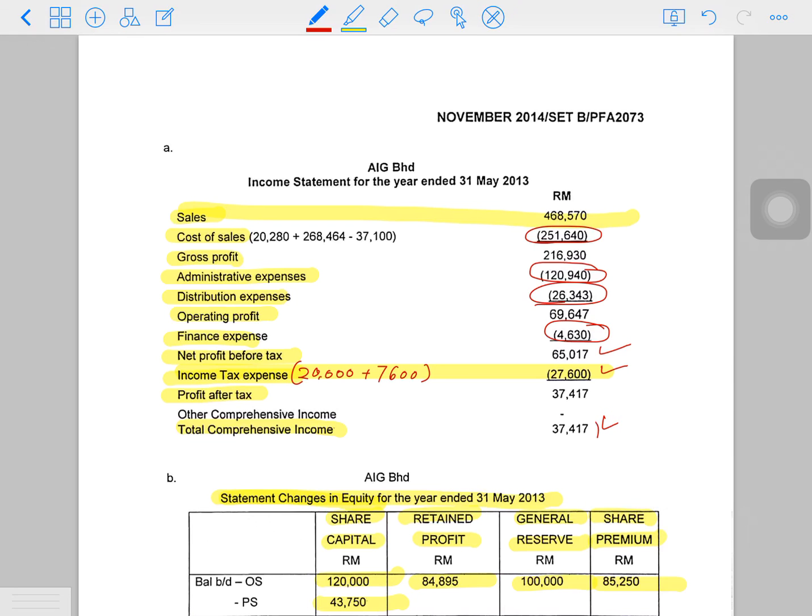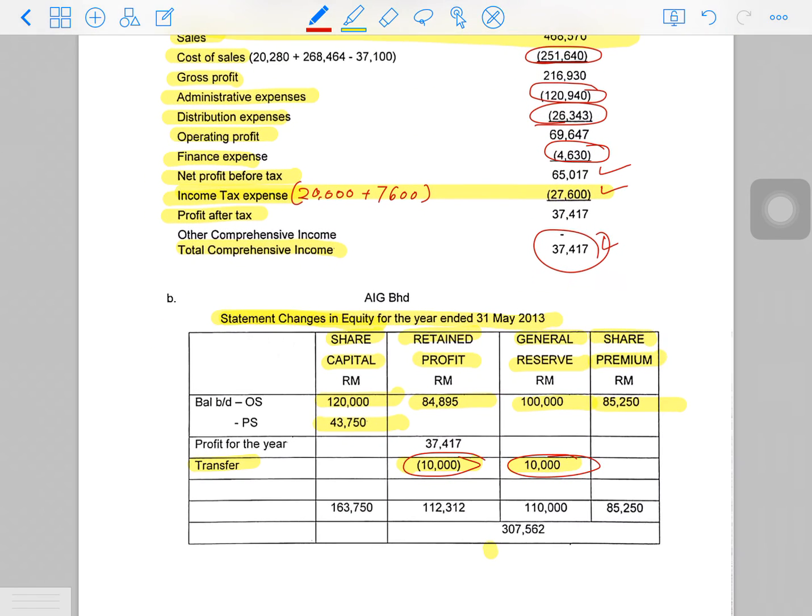Total comprehensive income will be entered into here, right? Your profit for the year. Okay, profit for the year under retained profit. So you get profit for the year here 374,117, right? Ataupun profit after tax lah. Add to the retained profit. Then you can prepare the statement of changes in equity, get the balance here, and balance here.